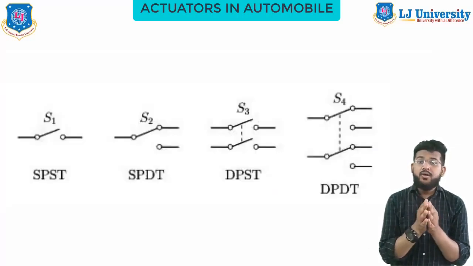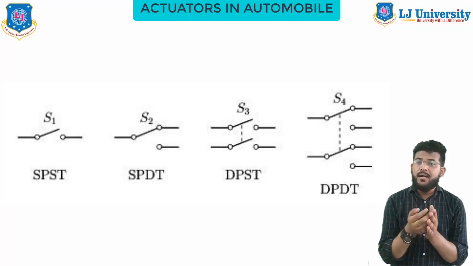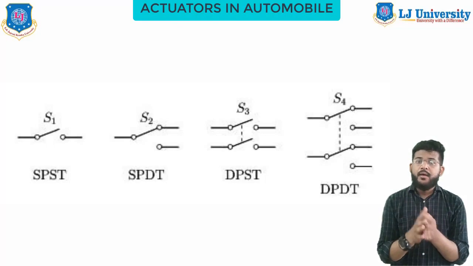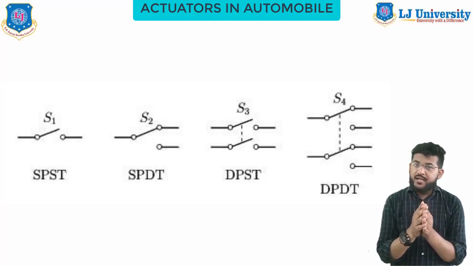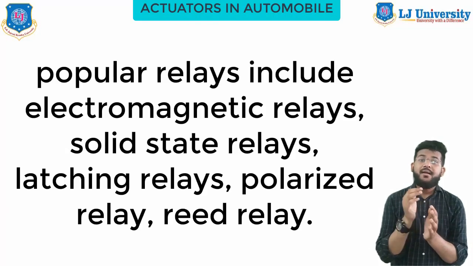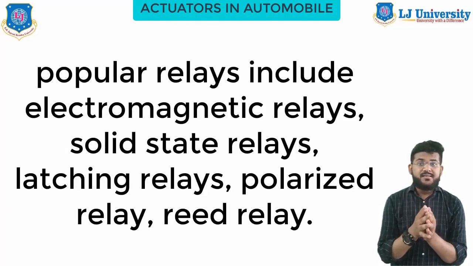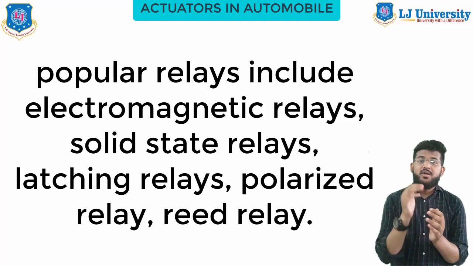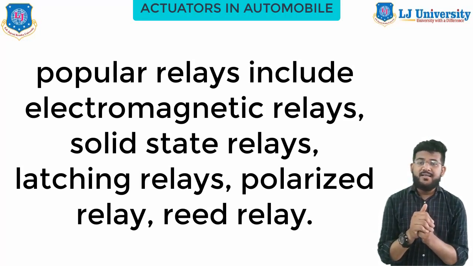These can be of several types based on different criteria. Based on the contacts, these are classified into single pole single throw, single pole double throw, double pole single throw, and double pole double throw, four types. Other popular relays include electromagnetic relays, solid state relays, latching relays, polarized relays, reed relays, etc. So this was all about the relay inside the automobile.